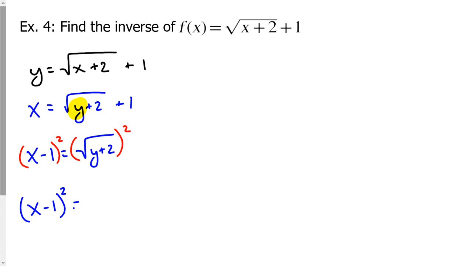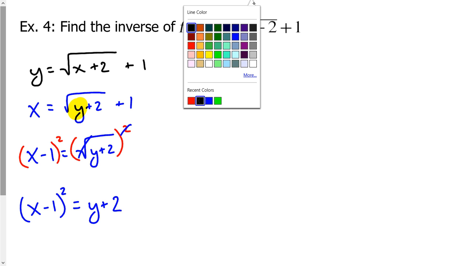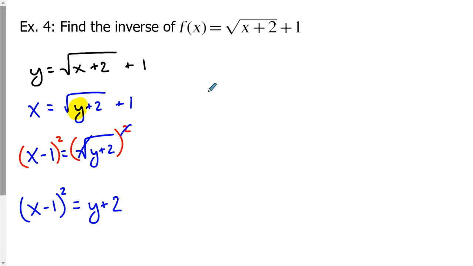So win-win. All right, the reason I squared both sides is because it's going to get rid of the square root. So I have a y plus 2 over here. And then if I subtract that 2, I would find the inverse. So f inverse of x is going to be x minus 1 squared minus 2.